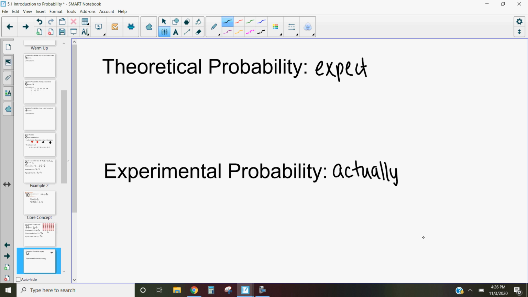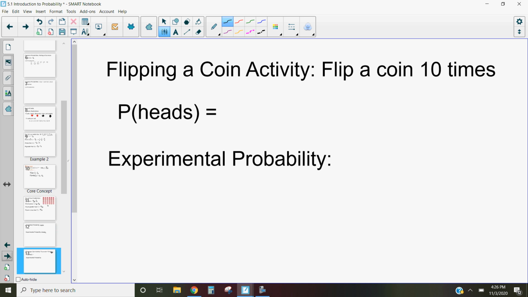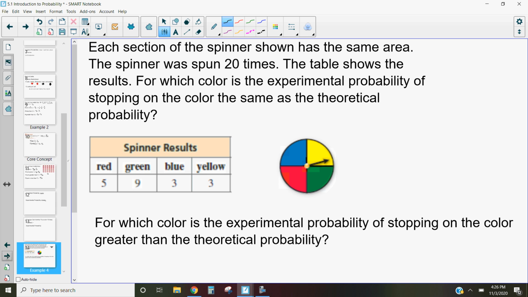So let's look at an example here of when we might compare those two. Right here, each section of the spinner has the same area. A spinner here was spun 20 times, and this table below shows the results. For which color is the experimental probability of stopping on the color the same as the theoretical? So when did we actually get what we expected? Well, what did we expect to get?